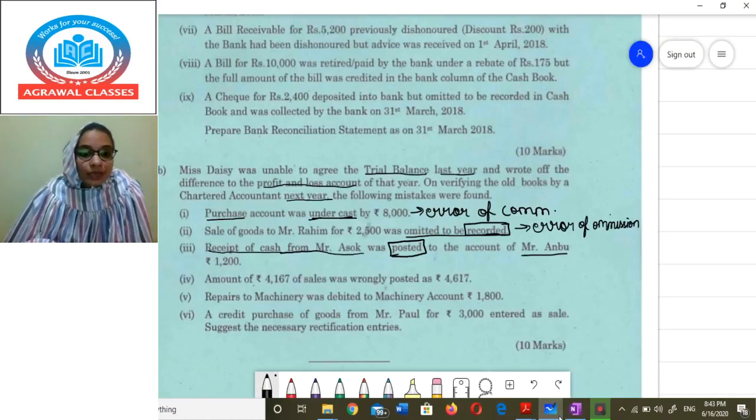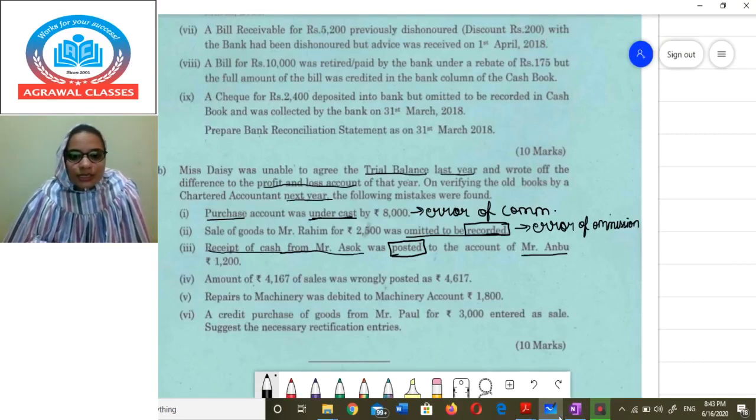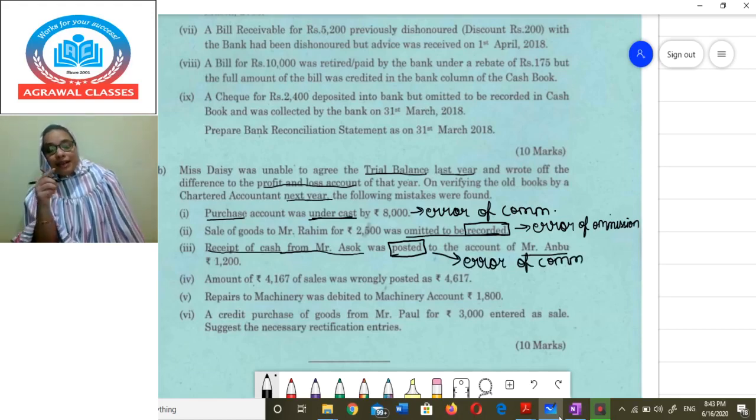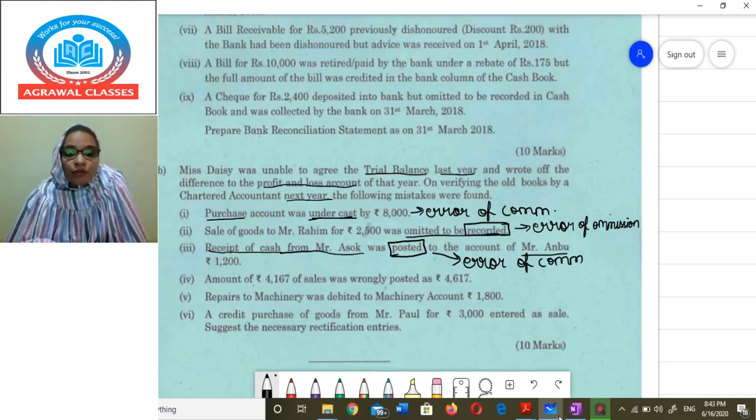Point number 4. Amount of 4167 of sales. Coming on to what type of error was this? Again, this was a clerical error. It was an error of commission. In fact, such a type of error can also be classified as a compensating error, as any one account was credited. Okay, moving ahead. Amount of 4167 of sale was wrongly posted. Again, mark the word posted. Was wrongly posted as 4617.